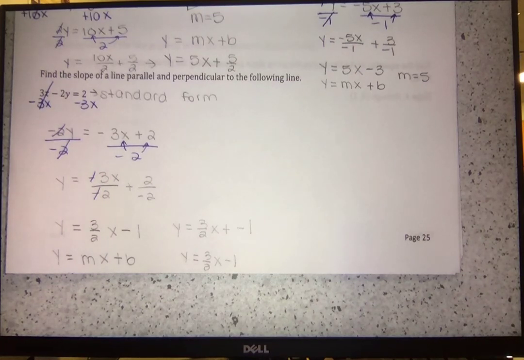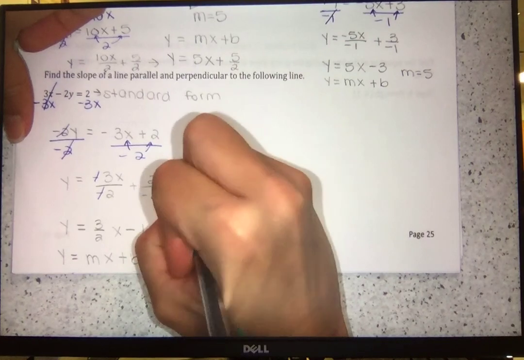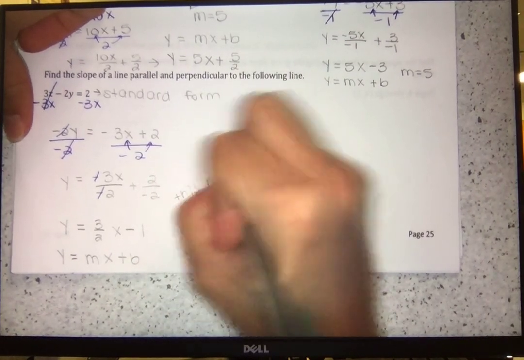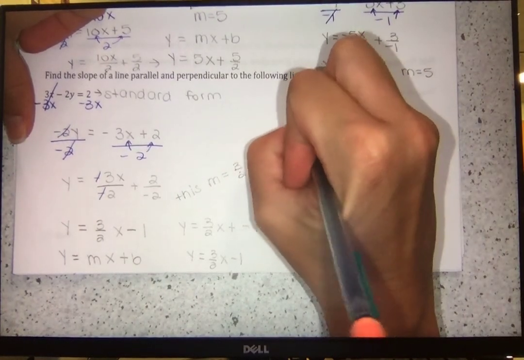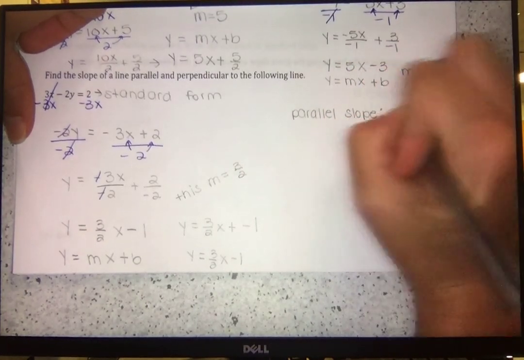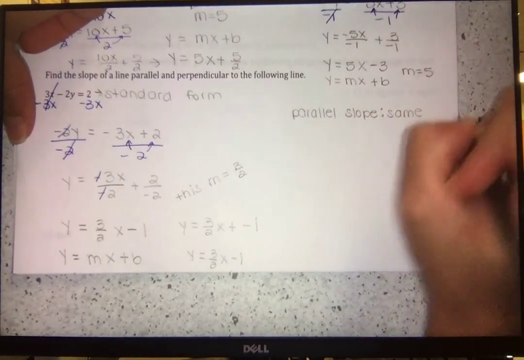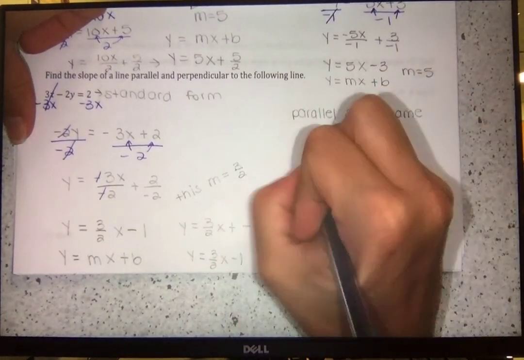Our perpendicular slope is going to be the opposite reciprocal. This one's positive, so our perpendicular one is going to be negative. This one's 3 over 2, so we need to flip it. 2 over 3. So a parallel slope is 3 over 2. Perpendicular slope is negative 2 over 3. So this is all of Module 9, Homework 1 notes.